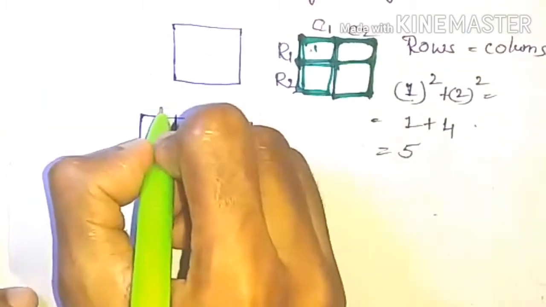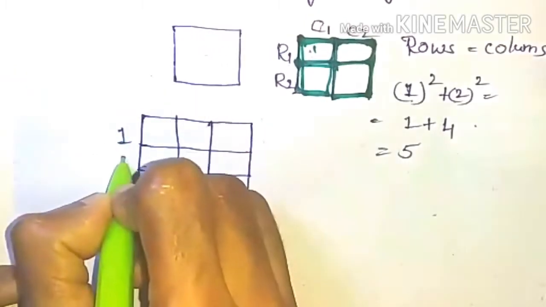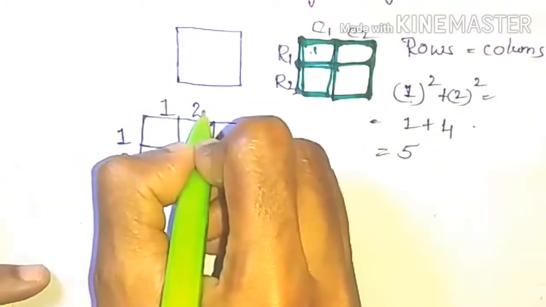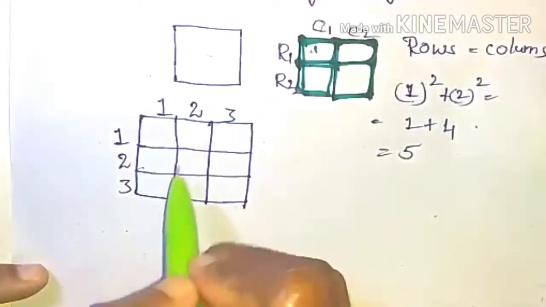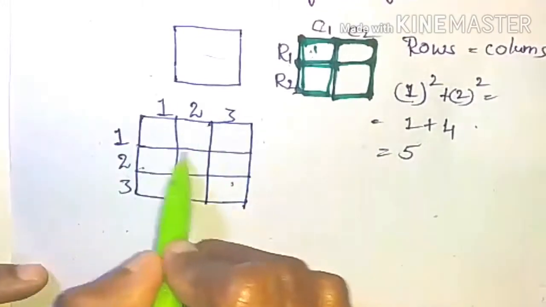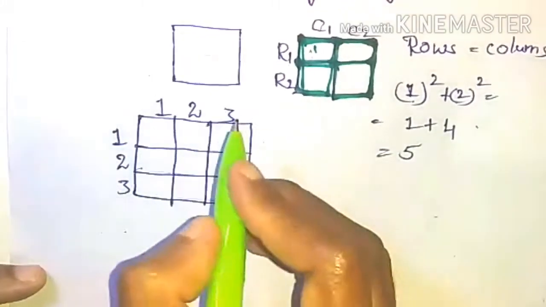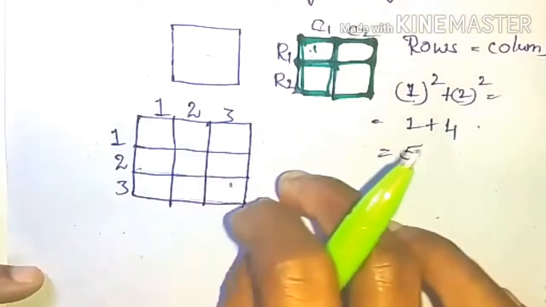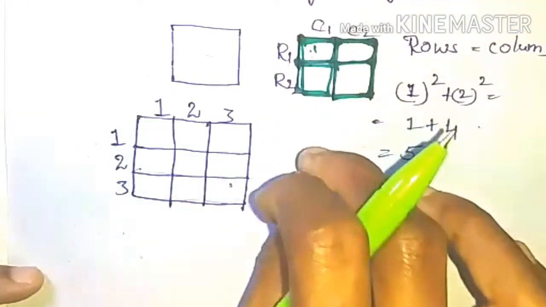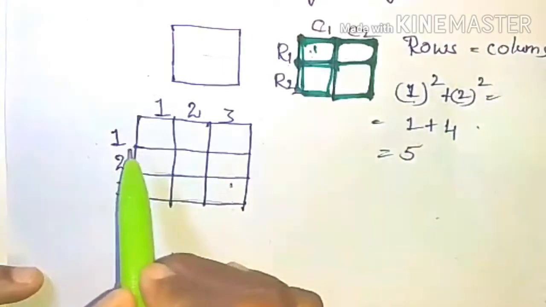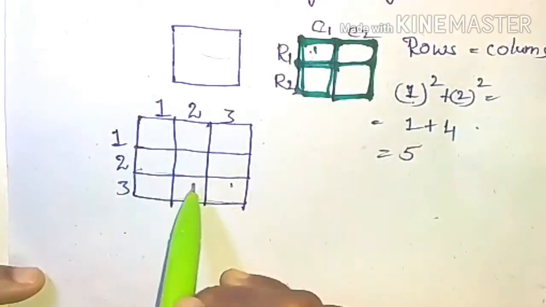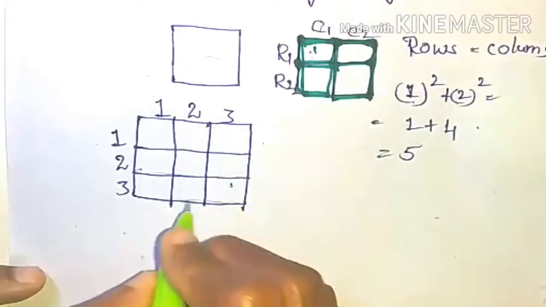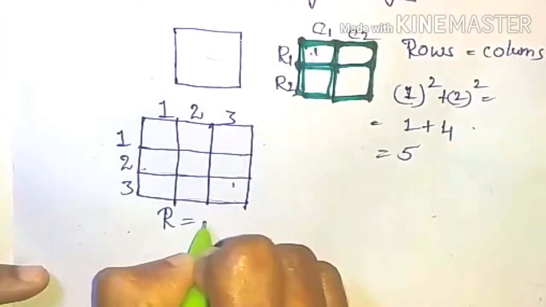Here you can see this is one row, this is the second row, this is the third row, 1, 2 and 3. These 3 are columns and these 3 are rows. One thing you have to observe here is that this condition is only applicable when the rows and columns are equal. Here the 1, 2, 3 rows and 1, 2, 3 columns are equal, hence rows is equal to columns.